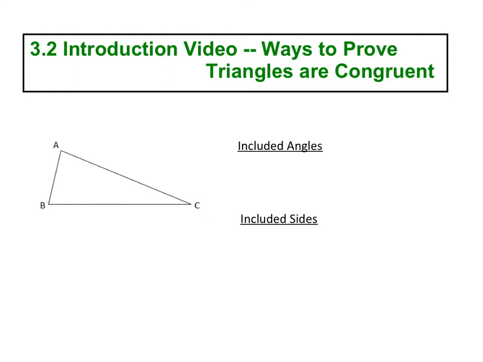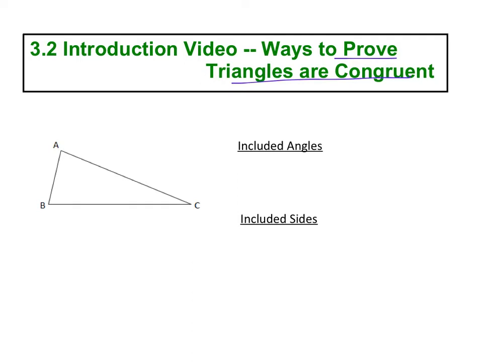In lesson 3.2, we're going to look at different ways to prove that triangles are congruent. So before we get into that, we want to go over the included angles and included sides again, just to make sure that we have that down. So what are the included angles and what are they included between?